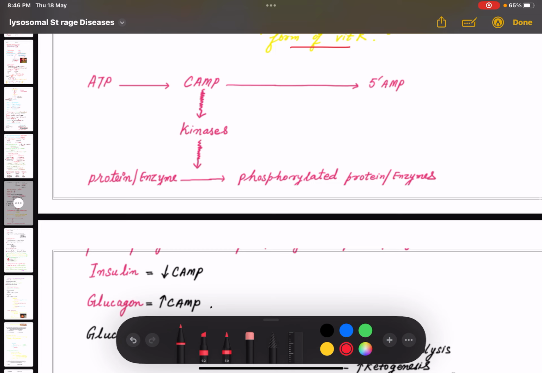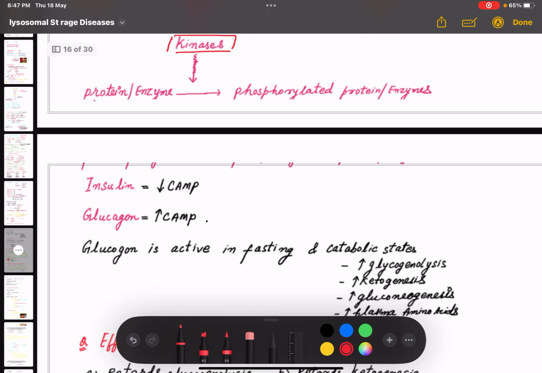Now let's see another important topic. Once we get ATP, this ATP is going to be converted into cyclic AMP. This cyclic AMP can be converted into 5' AMP. Cyclic AMP is going to activate enzymes known as kinases. These kinases activate proteins and enzymes; they phosphorylate these proteins and enzymes, and they will be activated or inactivated depending on the type of enzyme.